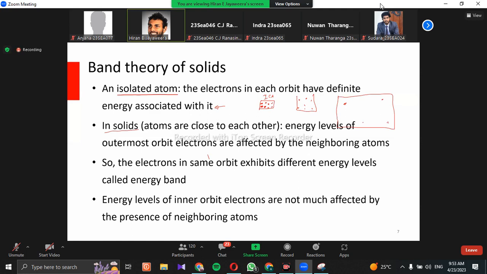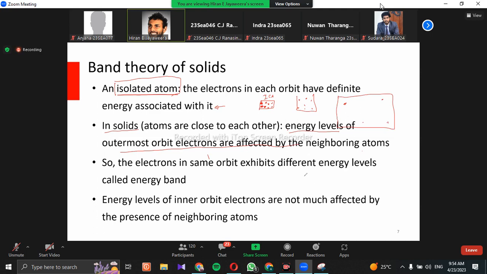When it comes to solid systems, those atoms or molecules are packed very close by. So in that case, we don't have isolated atoms for sure, right? When you have solids, you don't have isolated atoms anymore because they are packed very close by. In that case, the energy levels of the outermost orbit electrons are affected by the neighboring mass. I'll explain that also. The electrons in the same orbit exhibit different energy levels. Although they are in the valence shell, different electrons have different energy levels.